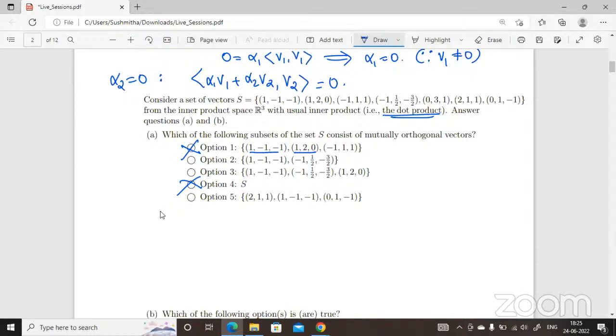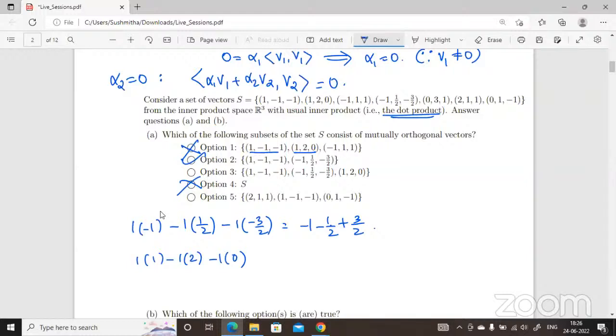Option 2. It is 1 into minus 1 minus 1 into half minus 1 into minus 3 by 2. So this is minus 1 minus half plus 3 by 2. So yes, it is orthogonal. Option 3: we already know these two vectors are orthogonal, so it's enough if we check with the third vector. 1 times 1 minus 1 times 2 minus 1 times 0. It's not orthogonal, right?